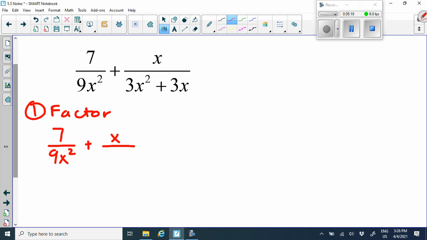Now the 3x squared plus 3x, I do see that they both have a 3x in common, so I'm going to go ahead and take that out, and now I'm left with x plus 1.